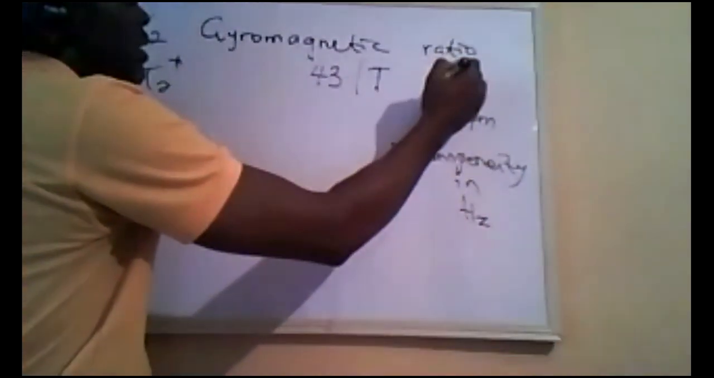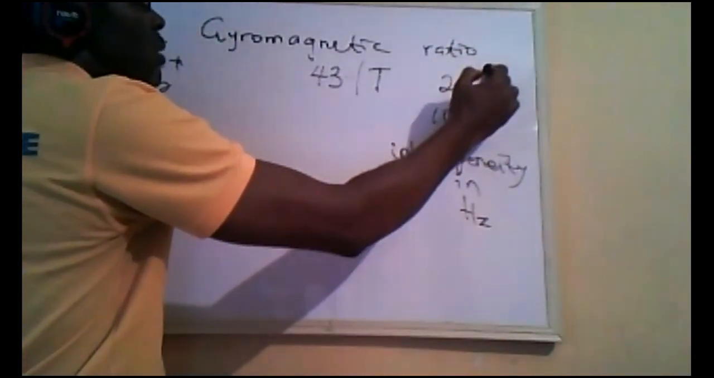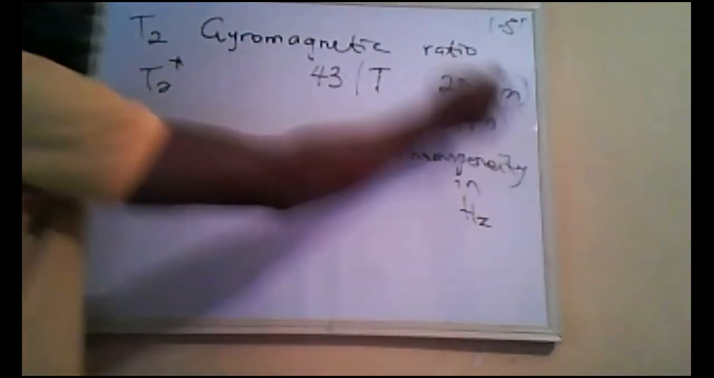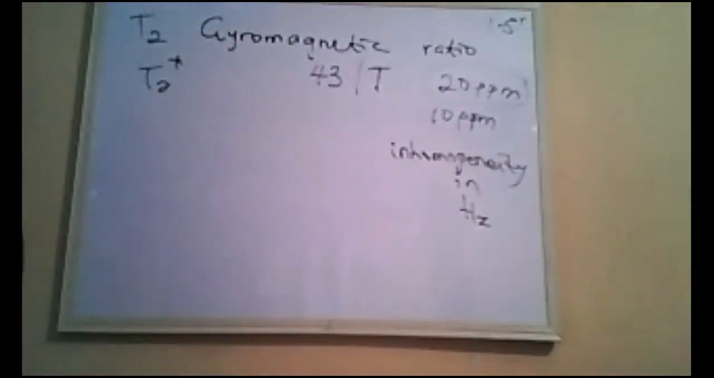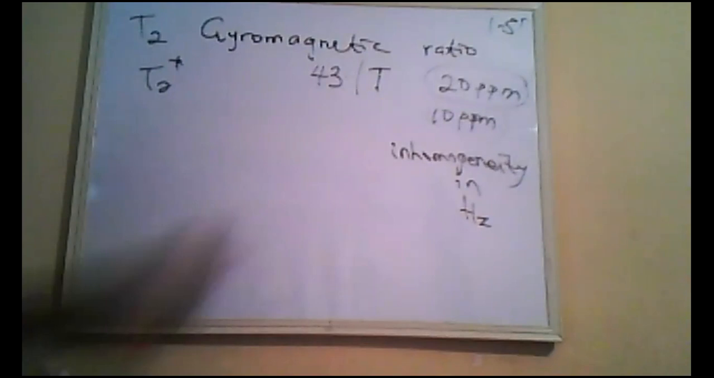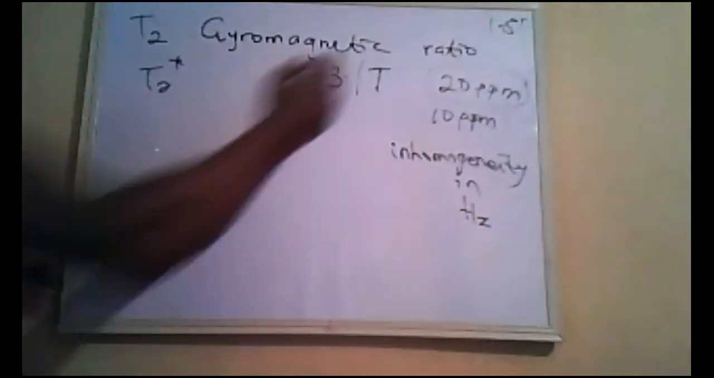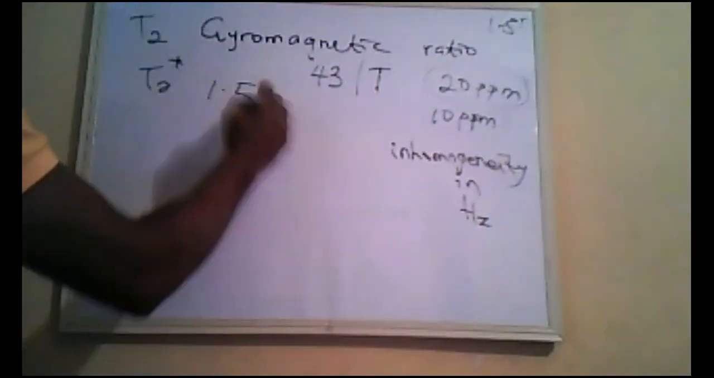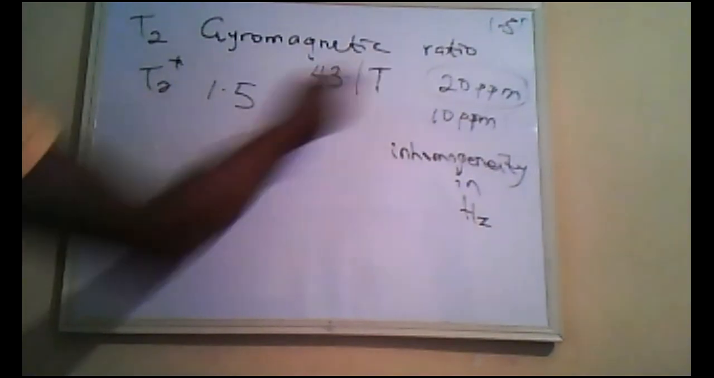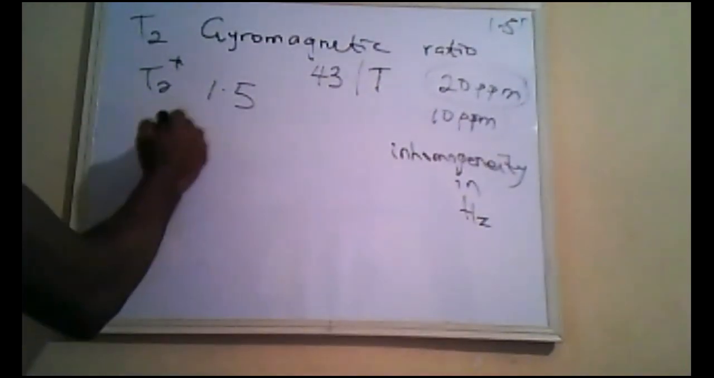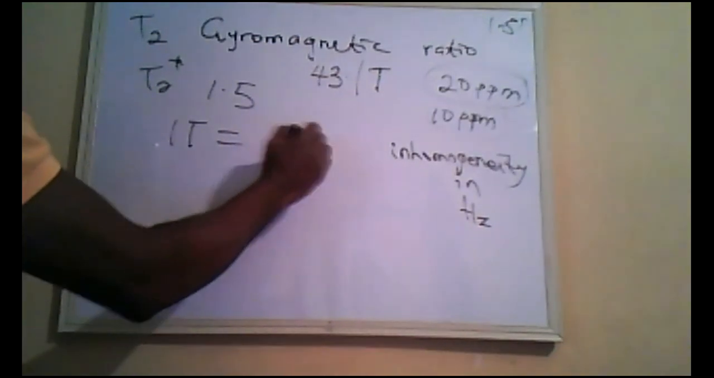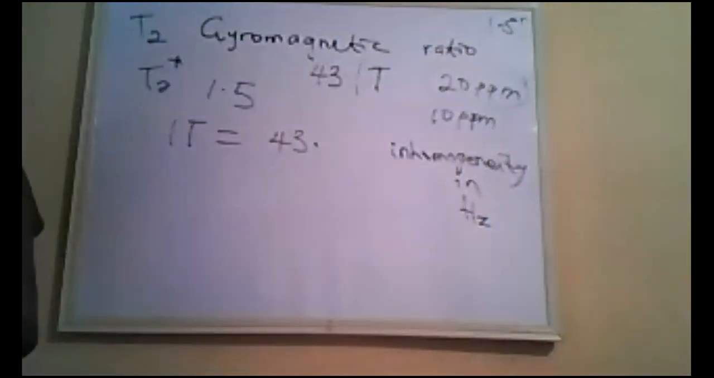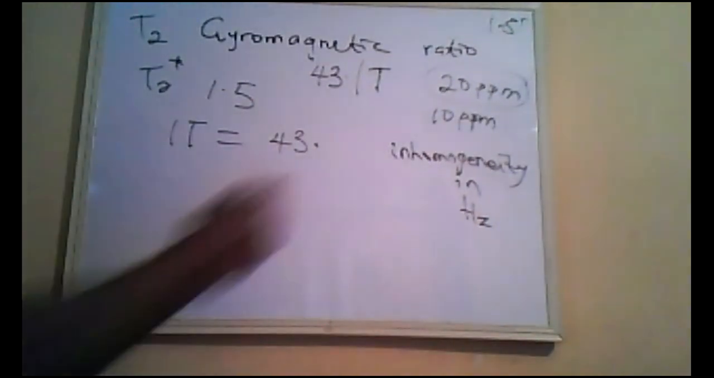If you have a system that has 20 parts per million, at 1.5 Tesla it will experience much more inhomogeneity than the machine in which the inhomogeneity factor is 10 parts per million. So for 1 Tesla, we have 43 megahertz.